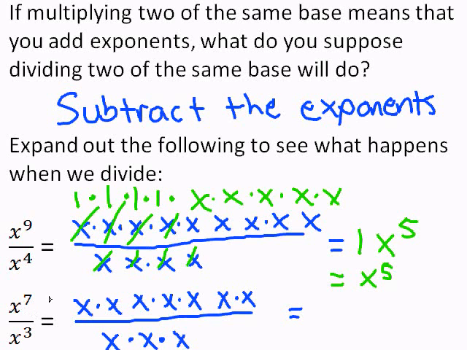Let's look at the next one. X to the 7th over x to the 3rd. Maybe you could guess it. 7 minus 3 should give us x to the 4th. So again, when you divide the same base, this process I went through in the middle is not necessary. When you divide two of the same base, all you have to do is subtract the exponents. 7 minus 3 is 4. 9 minus 4 is 5.